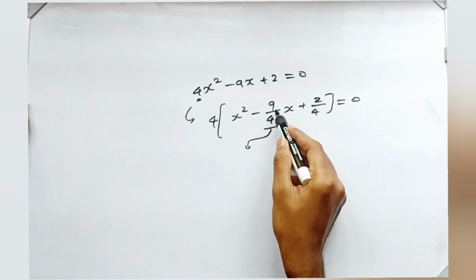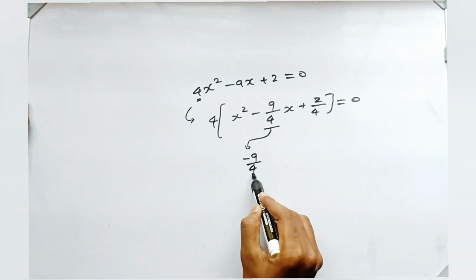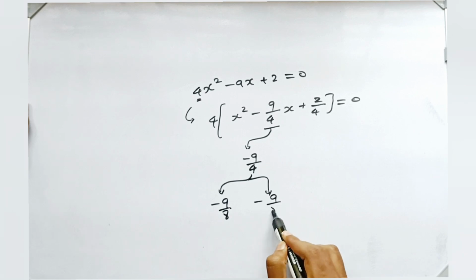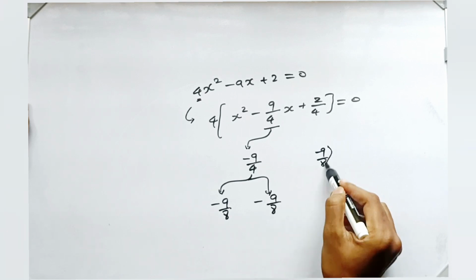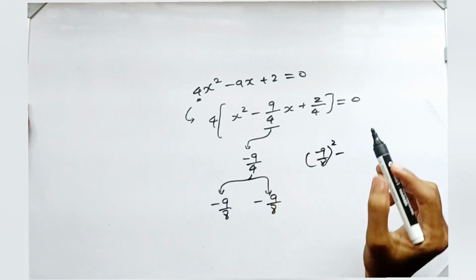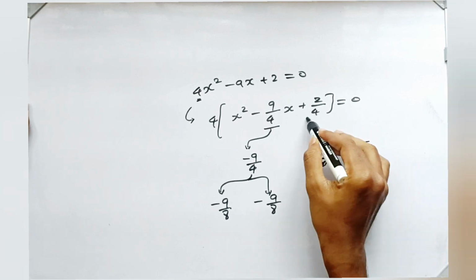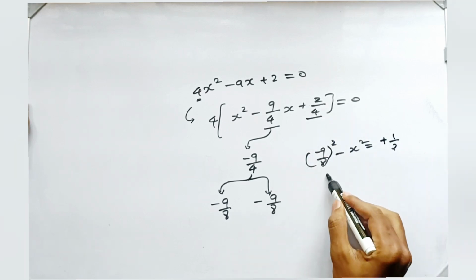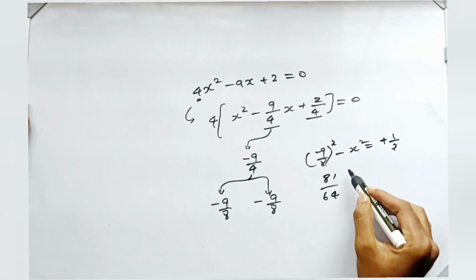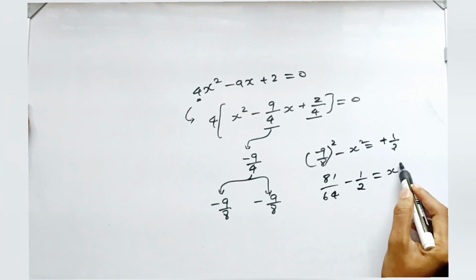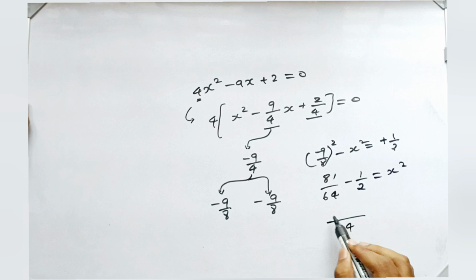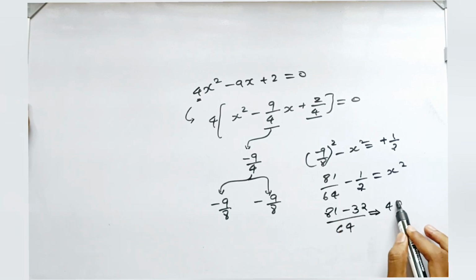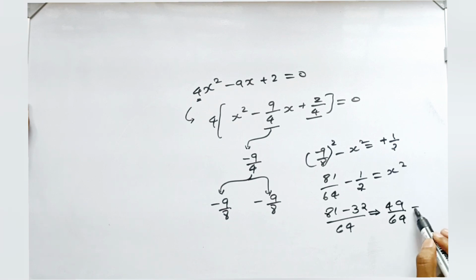So we have to take minus 9 by 4, and take half, which is 9 by 8, and minus 9 by 8. After that we take the square, minus x square, that is nothing but here plus 2 by 4, which is nothing but 1 by 2, right? Plus 1 by 2. It is nothing but 81 by 64, and it will come this side minus 1 by 2, that is equal to x square, and this is nothing but 81 minus 32 is 49 by 64. Okay, this is x square, right?